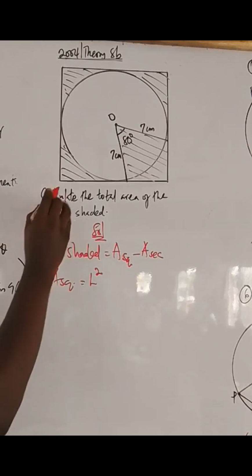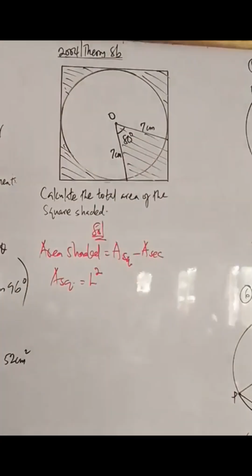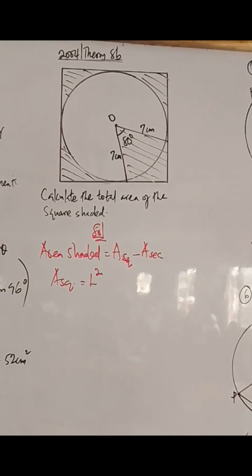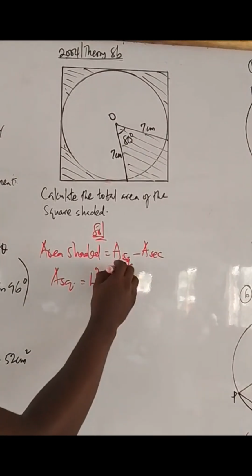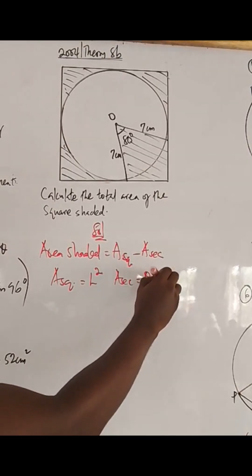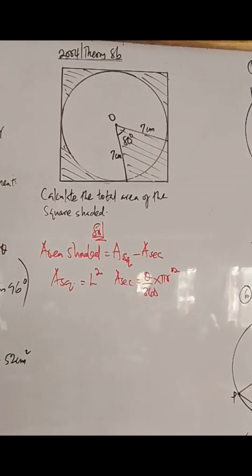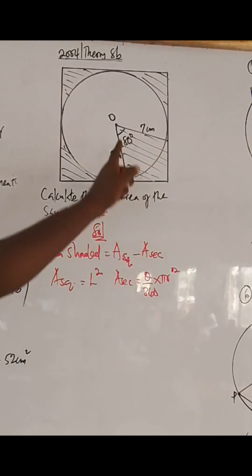Length squared, meaning this length from here to here, all squared, since all the lengths are equal. But are we given the length? No, so you have to look for it. What's the area of a sector? Theta over 360 times pi r squared. Are we given r? Yes. So are we given theta?